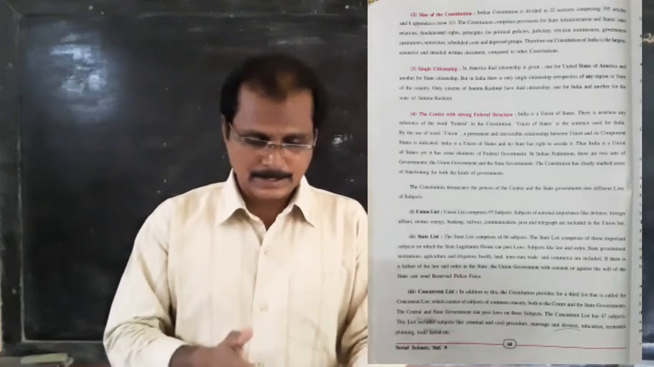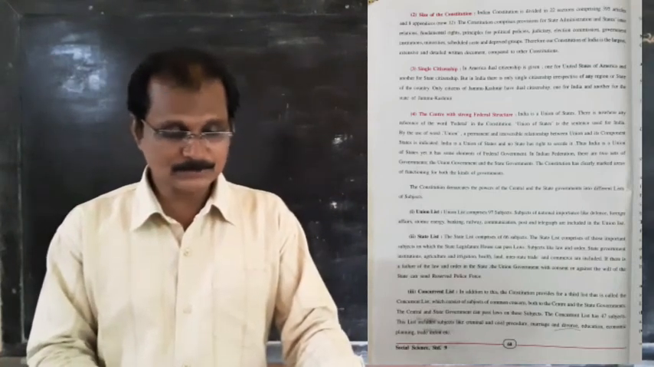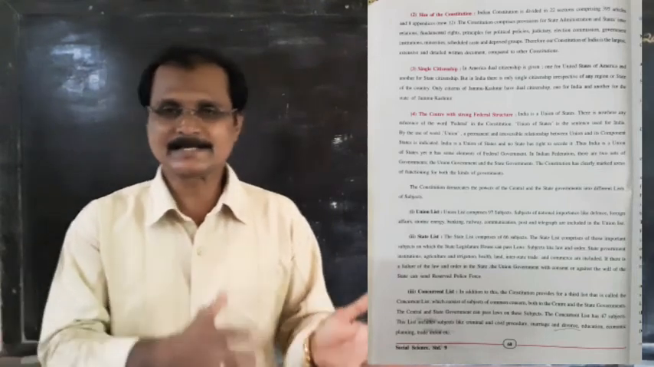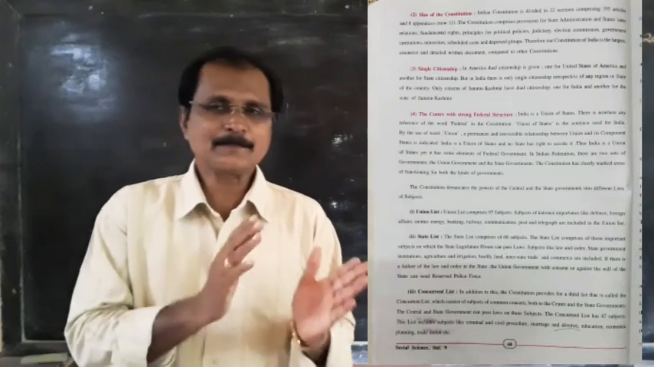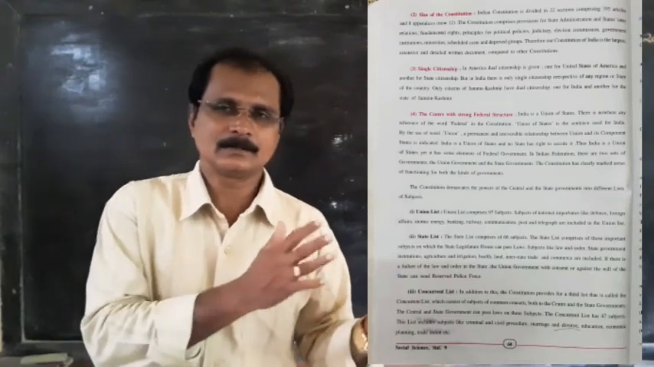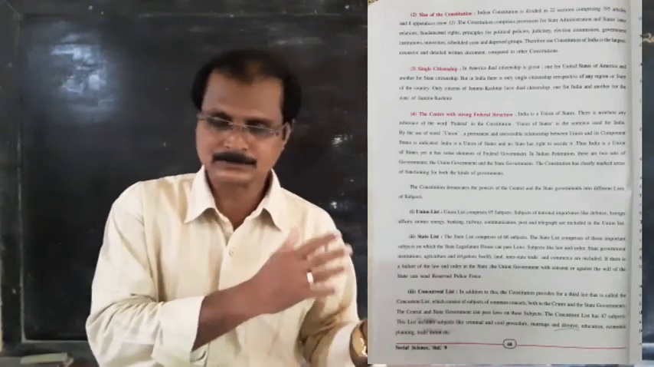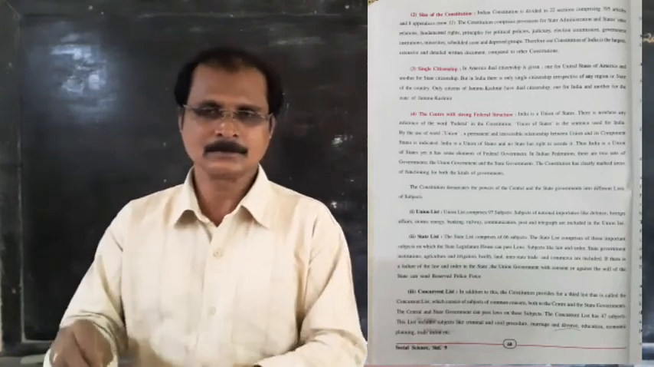The center along with a strong federal structure. India is a union of states. There is nowhere any reference to the word federal in the constitution. Union of states is the expression used for India. Then the constitution divides the powers of central and state governments into different lists. So we have different states, the union of different states. That's our system. So what are the powers of the center and what are the powers and responsibility of the state government.